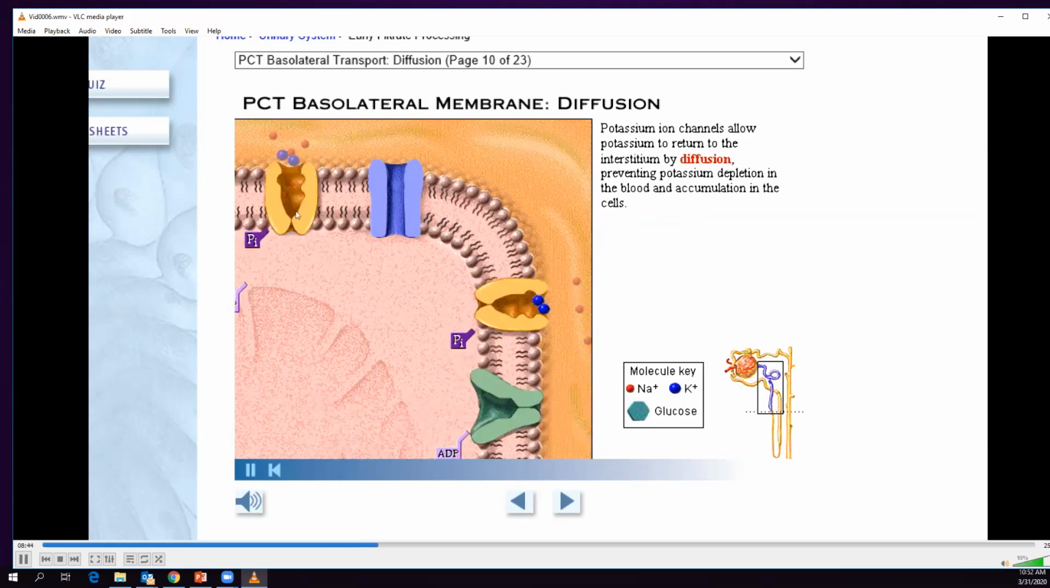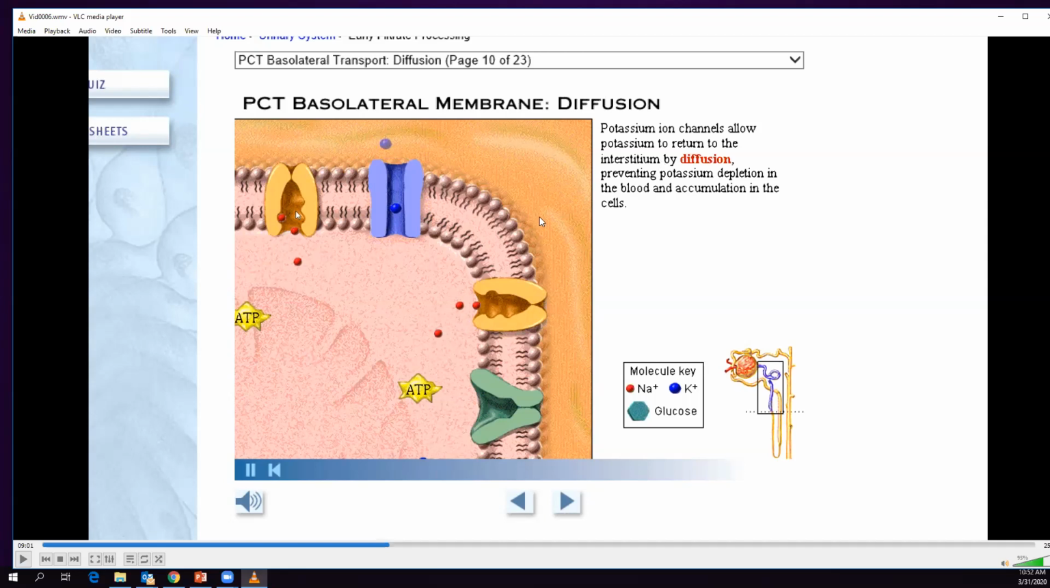The potassium ion channel lets most of the potassium ions diffuse from the tubular cells back into the interstitium. It prevents the sodium-potassium ATPase ion pump from causing potassium ion depletion in the blood or excess accumulation in the cells. So I think this is really cool here, because really what do we only want?